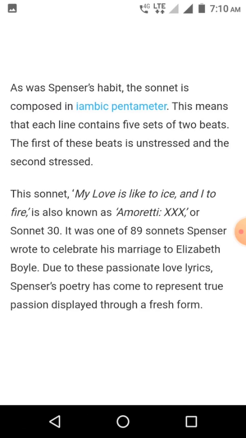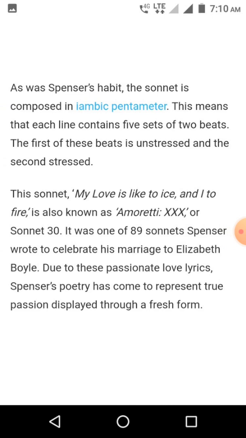As was Spenser's habit, the sonnet is composed in iambic pentameter. So the meter of this sonnet is iambic pentameter. This means that each line contains five sets of two beats, stressed and unstressed. Five sets will be there. The first of these beats is unstressed and the second is stressed.